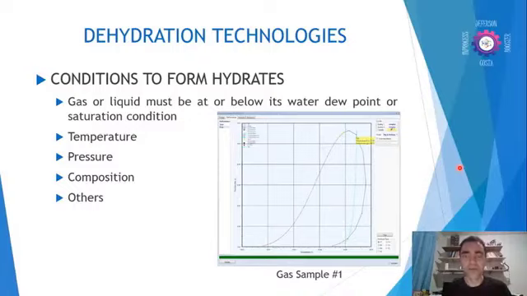Once we have our stream composition in Aspen HYSYS and we have chosen the fluid package, we go to the simulation screen and we are able to add some utilities to our stream. And one of them is the envelope, and with the envelope we can build the vapor-liquid equilibrium chart.